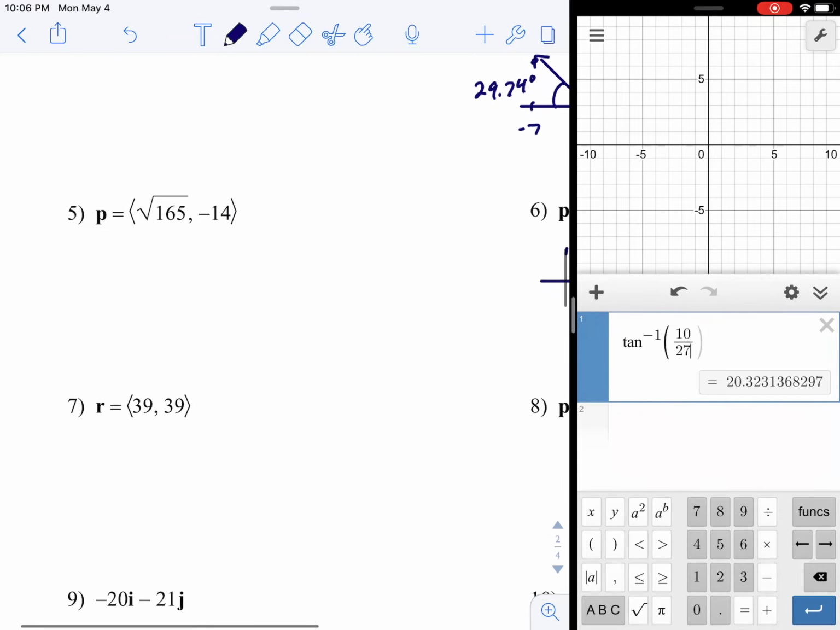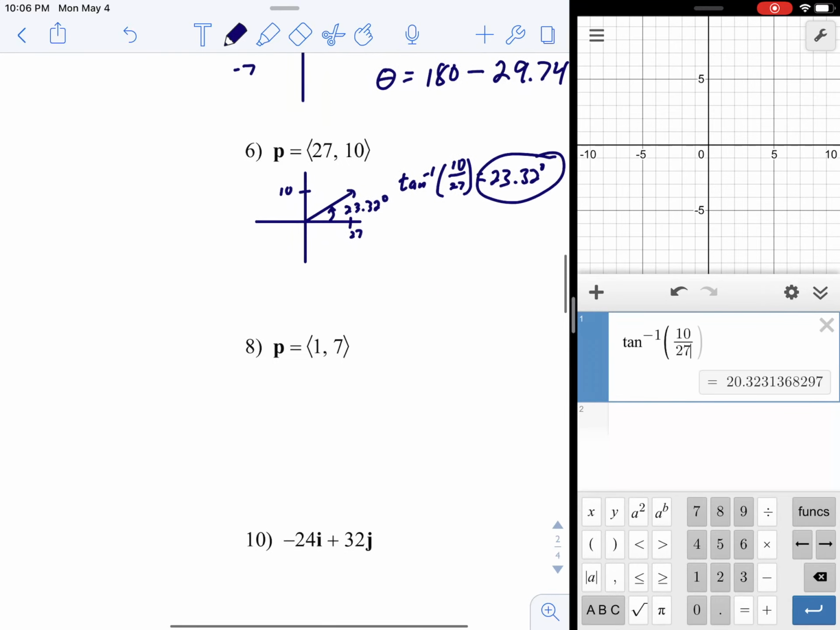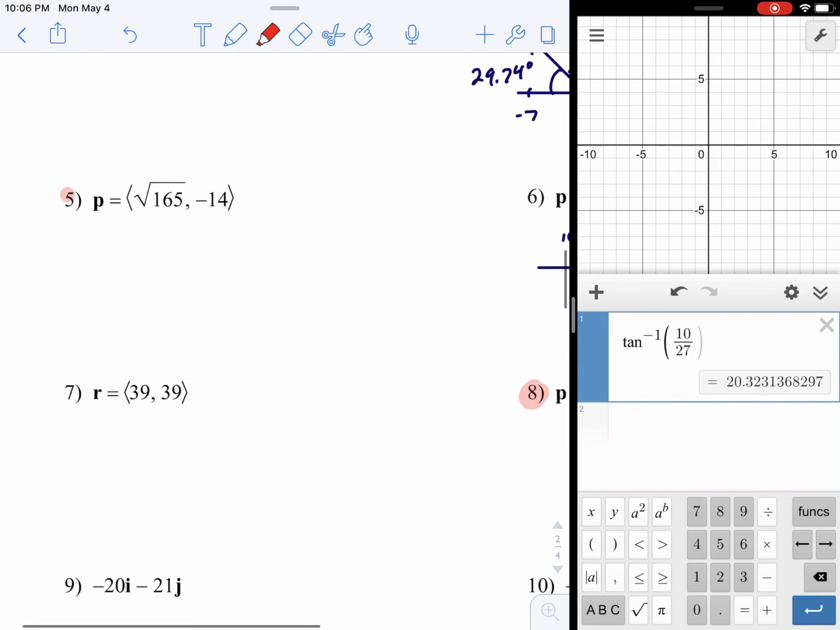Yeah, I think I need to do number 5, to be honest. I'm gonna change things a little bit. I'm gonna ask you to do number 8, and I'm gonna do number 5 instead. So here's my XY axis, and I need to plot the point radical 165 comma negative 14.